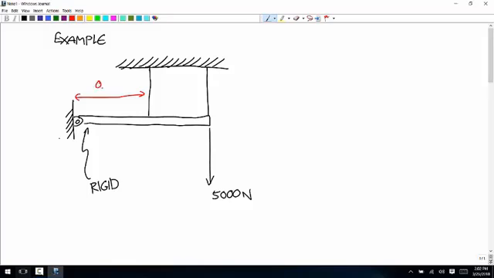Let's say this is 0.6 meters and this is 0.4 meters. And let's say that these cables have an effective cross-sectional area of 0.01 meters squared. And a Young's modulus of 200 times 10 to the 9th pascals.